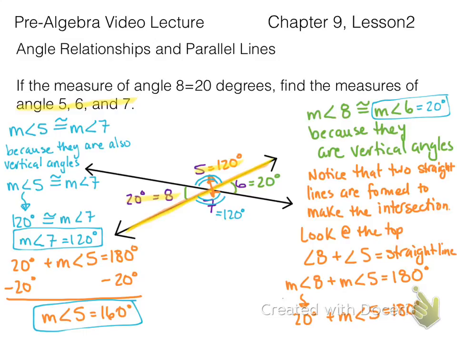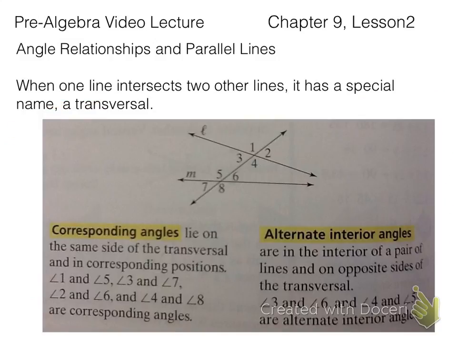All right, moving on. Now, when you have one line that intersects two other lines, it has a special name: a transversal. So what is the one line that intersects two other lines in this little picture down here? Well, it's this one. That is the transversal. Now, we have two things that come up when we have a transversal.